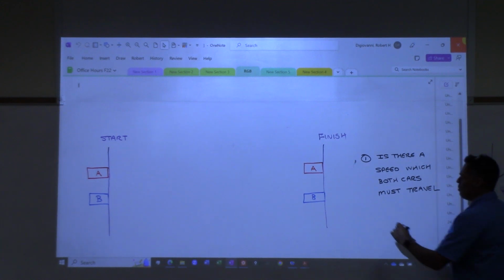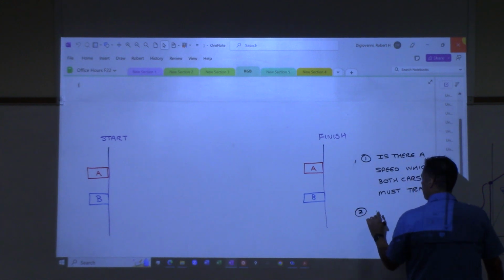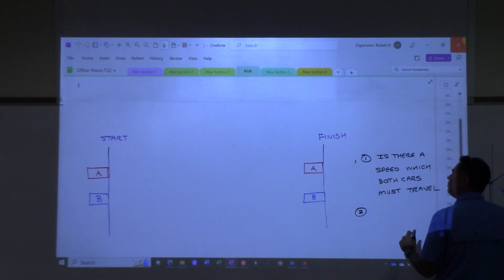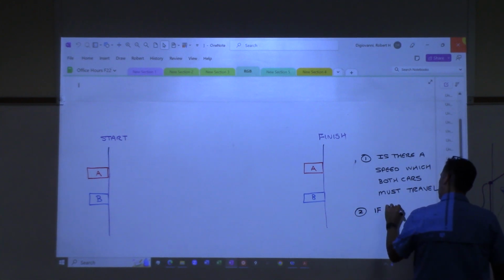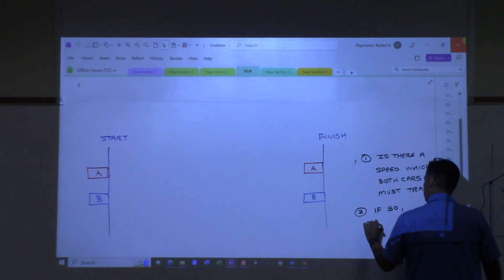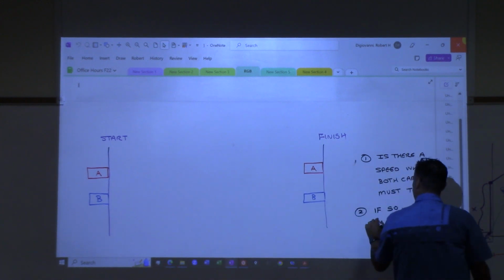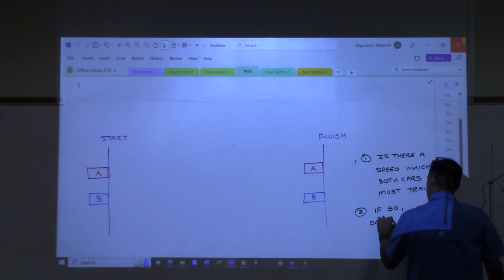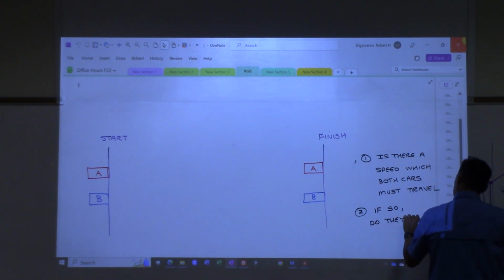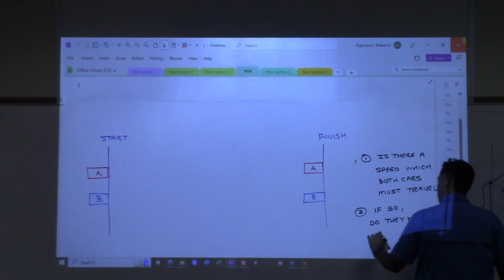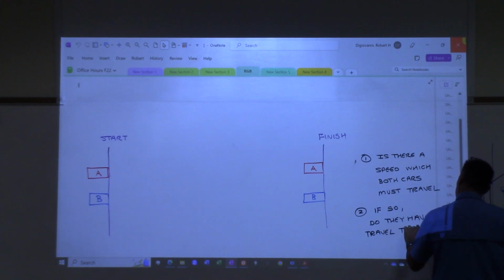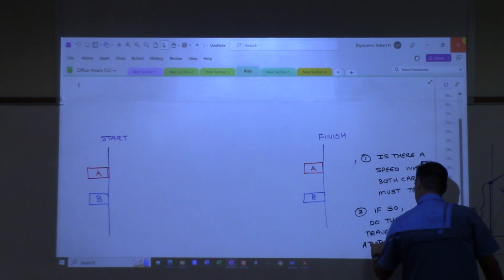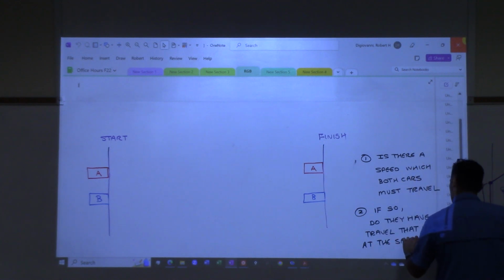First question. Second question is, if you think so, if so, do they have to travel that speed at the same instant in time?